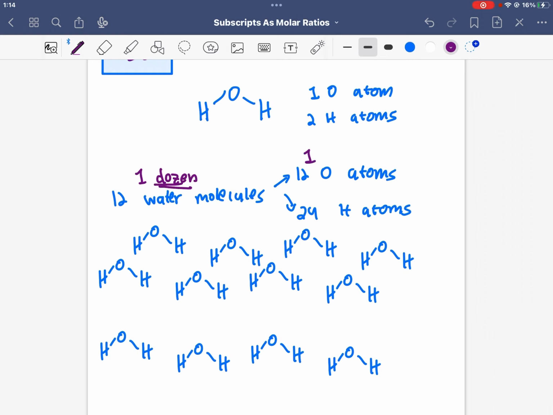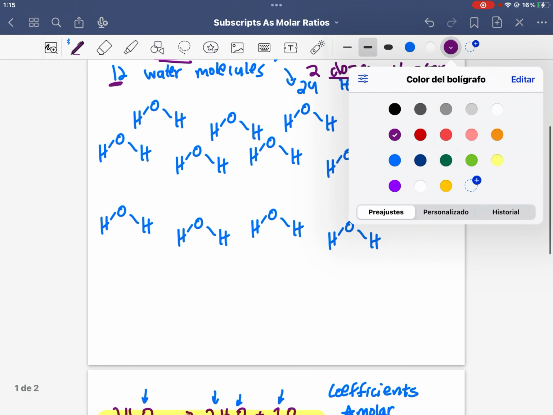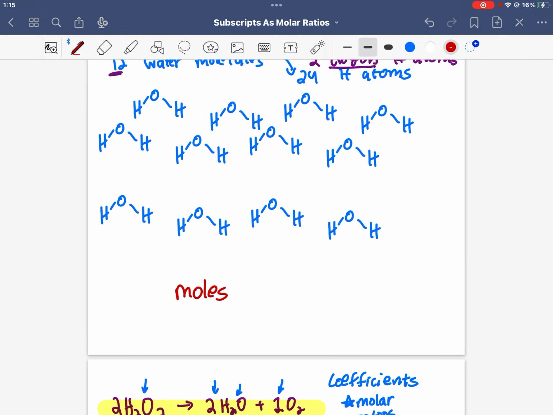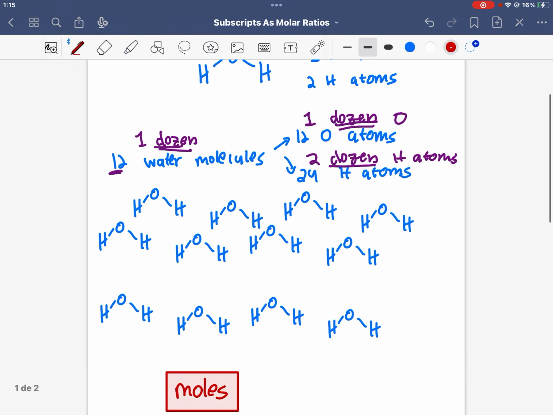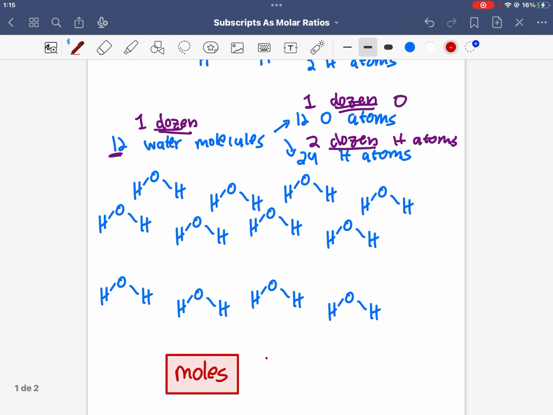In 1 dozen molecules, there will be 1 dozen oxygen atoms and 2 dozen hydrogen atoms. Beautiful. So dozens are a way to count if I just want to count 12. Moles are a way to count if I want to count 602 sextillion. So if I started with 602 sextillion water molecules, another way to say that is 1 mole of water molecules. Just like 12 water molecules are 1 dozen, 602 sextillion water molecules are 1 mole.